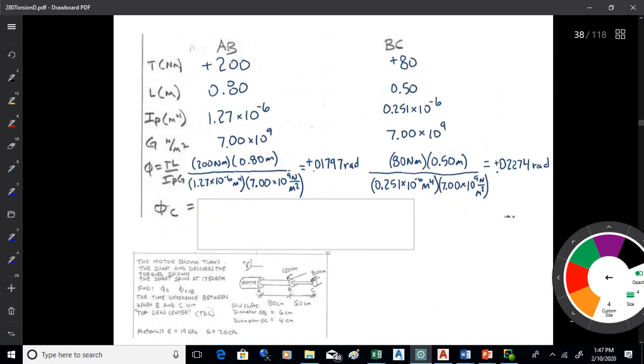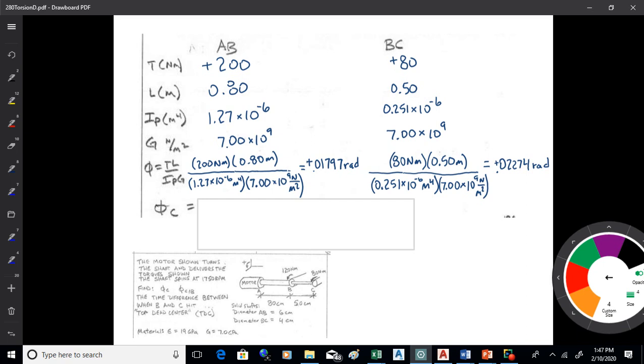Okay, so I can do the one on the right also. 80 is the internal torsion. The length is 0.5 meter, 0.5 meters. I've got the moment of inertia. I've got G. Plug everything in, I get 0.02274 radians.